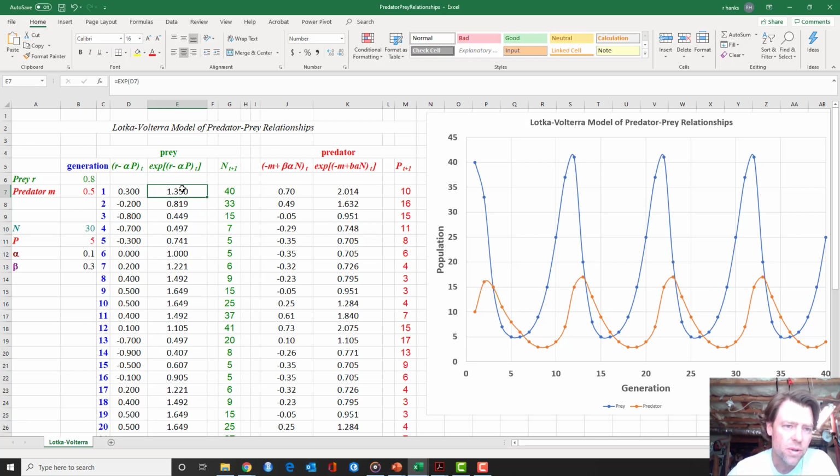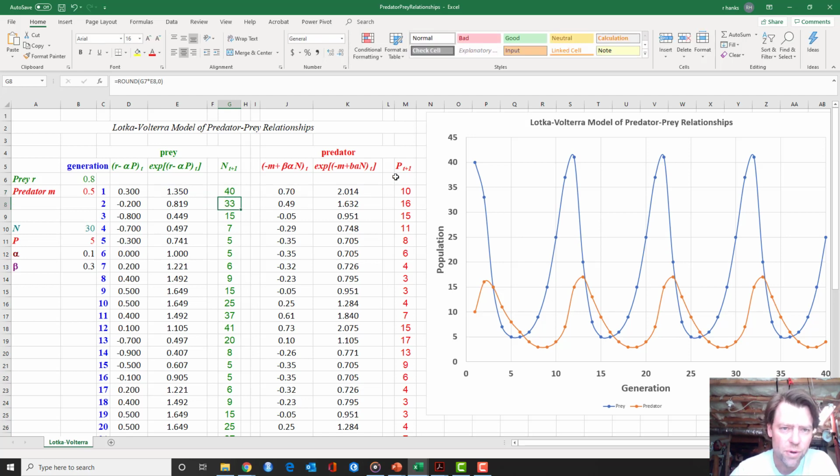So that's exponentiate. And then you can see here that the model has rounded the original population times e to the power, which is our exponentiated component here. And it's just telling it to round it to zero decimal values. And it does that all the way down.